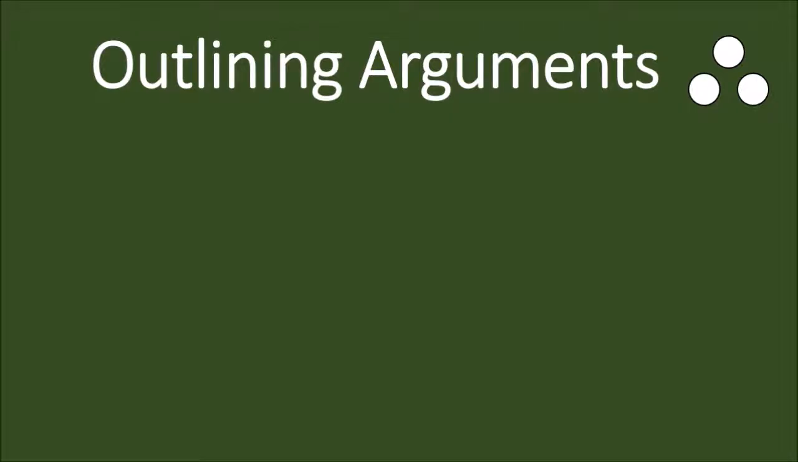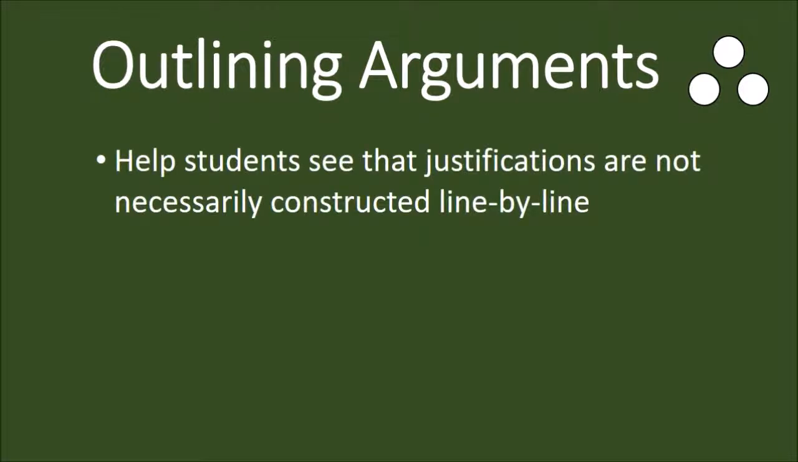So overall, this idea with outlining arguments is pretty simple. I'm just encouraging you to take time, especially at the end of an argument or justification, but you could also do this at the beginning, to talk about and visually lay out the overall flow and the overall components of the argument. I think this helps students see that justifications are not just the details, they're not just constructed line by line. It's not just about getting the right justification on each step of the argument. It's also about the bigger idea, the bigger goal that you're doing.